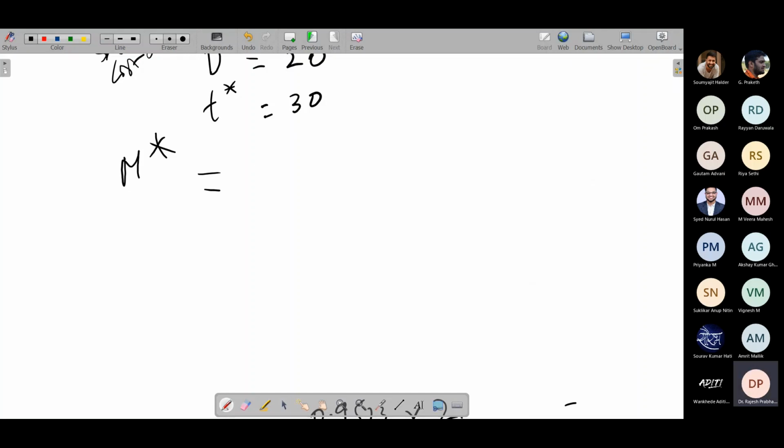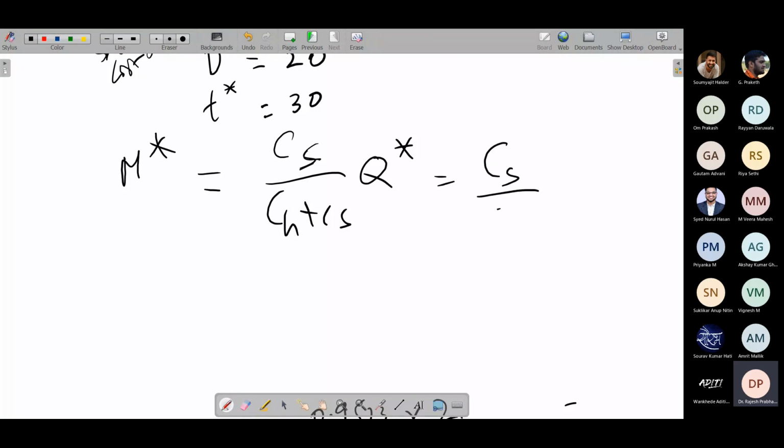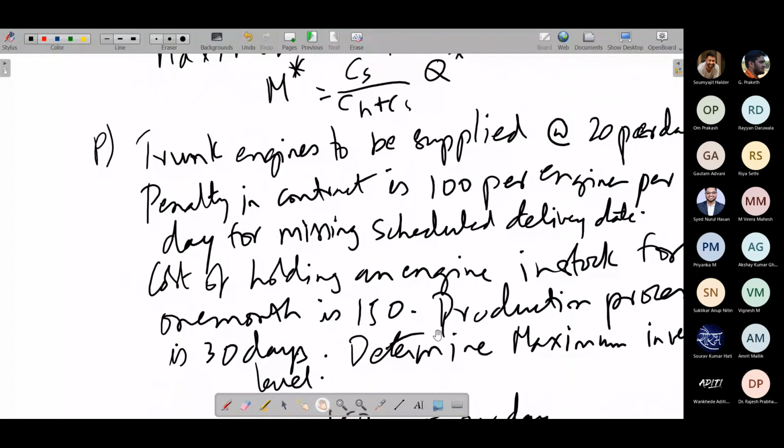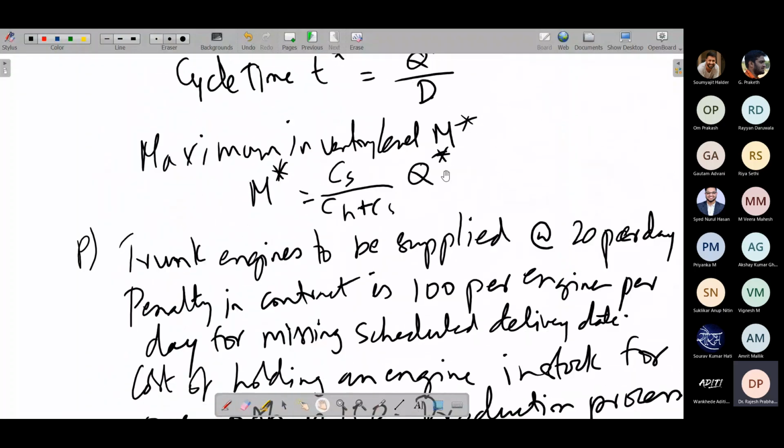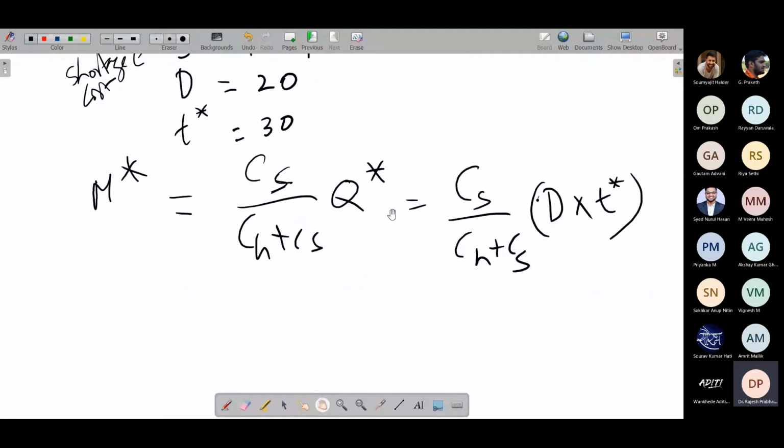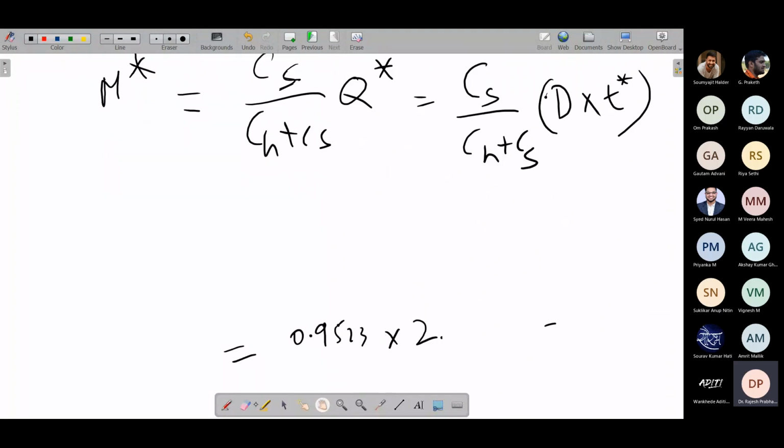The formula is CS by CH plus CS into Q star, which is equal to CS by CH plus CS into demand into T star, because if you see here, one of the formulas is T star is equal to Q star by demand. So we will use that formula. That way it will be easy.